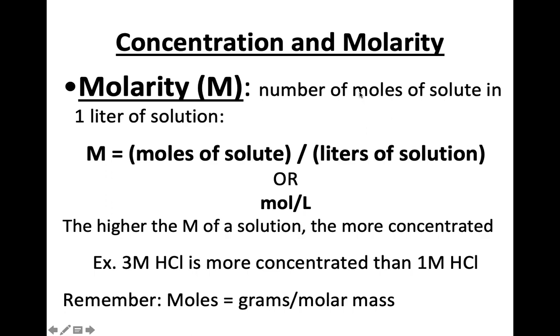Okay, so here's molarity again. Molarity is the number of moles of solute in 1 liter of solution. So if we had to do molarity calculations, which, lucky for you, we're not going to do, but if you did, here they are. Moles of solute divided by liters of solution, moles per liter. So the higher the molarity, the more concentrated it is. So 3 molar hydrochloric acid is 3 times more concentrated than 1 molar hydrochloric acid.